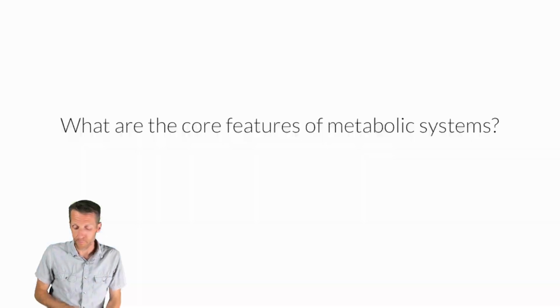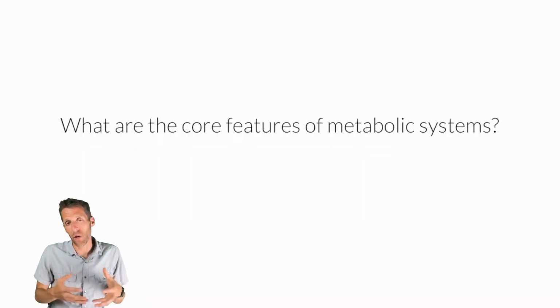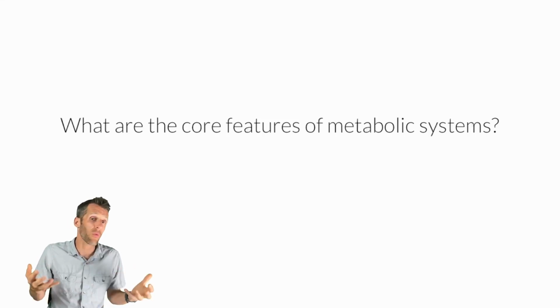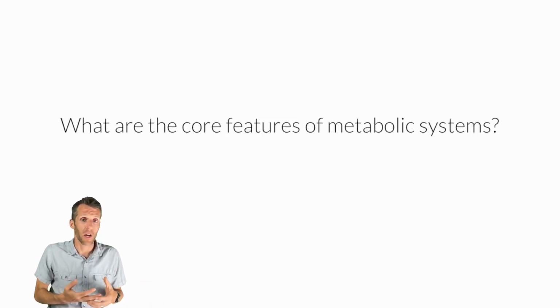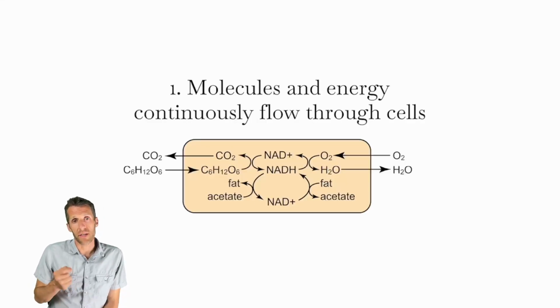In this video, I'm going to look at, in the context of this perspective, what are the core features that are shared by metabolic systems? And we're going to go through 4 different shared features that we'll see as we dig into different specific metabolic pathways. The first feature is that molecules and energy continuously flow through cells.